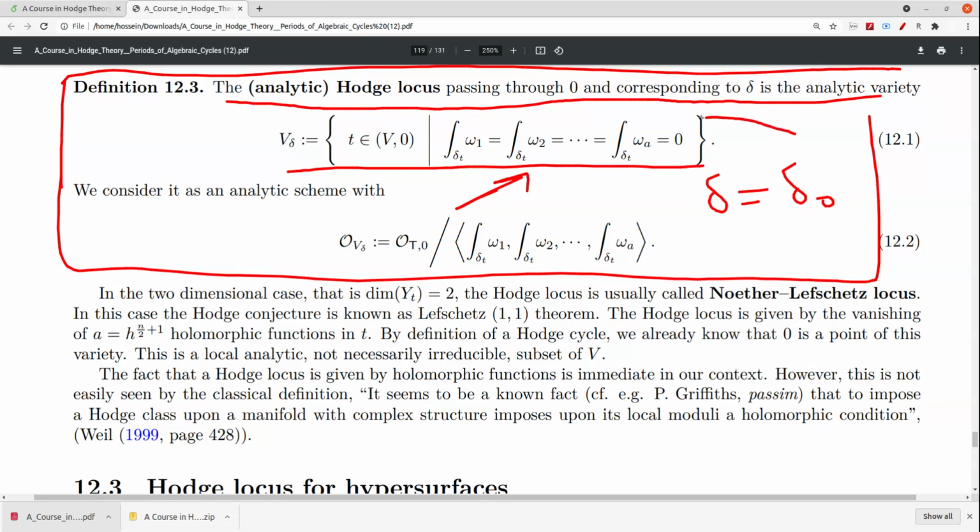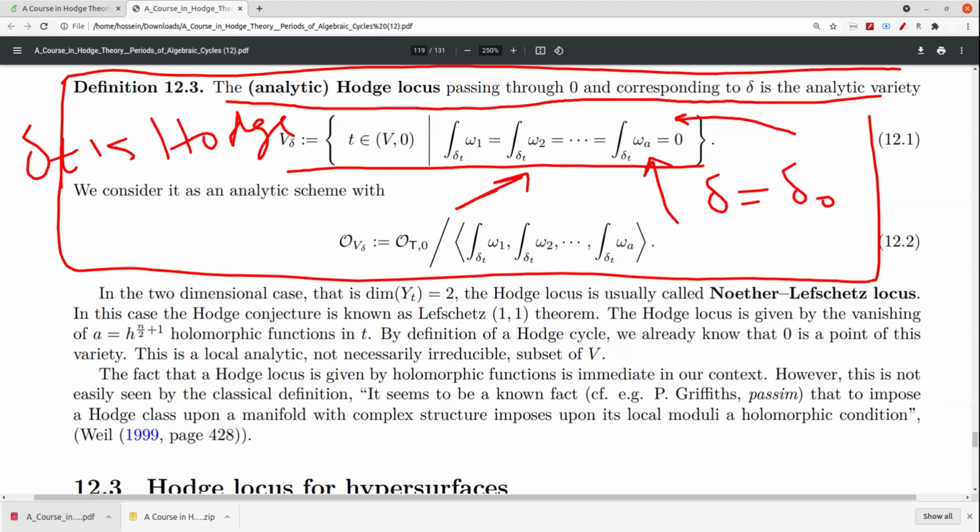Just remember that all these integrals to be 0 will imply that delta is a Hodge cycle. This is by definition of a Hodge cycle. So we just consider the definition of a Hodge cycle in families, and instead we get a locus in the parameter space. And another important fact is that we have an ideal generated by these holomorphic functions, and actually we want to consider this ideal and not just the analytic variety underlying this ideal.